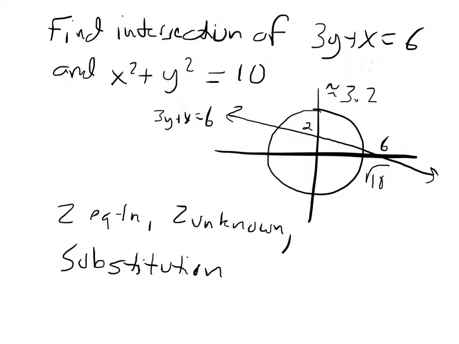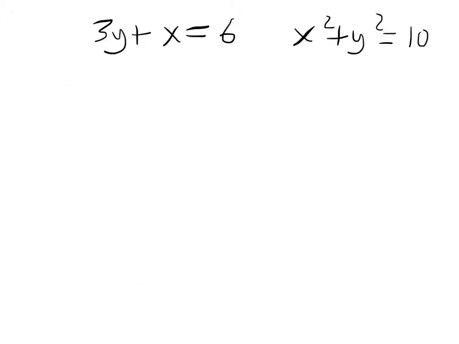I can find x and y intercepts for my linear equation. y is 2 and x is 6. Look at those intercepts, and note that I should be coming up with two solutions, two intersection points for this specific line with this specific circle. So let's see what happens. Go ahead and solve your linear equation for one of the two variables, and it doesn't make any difference. In this case, it looks pretty simple to solve for x. x is going to be 6 minus 3y.